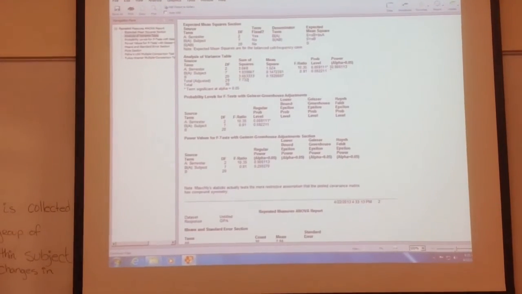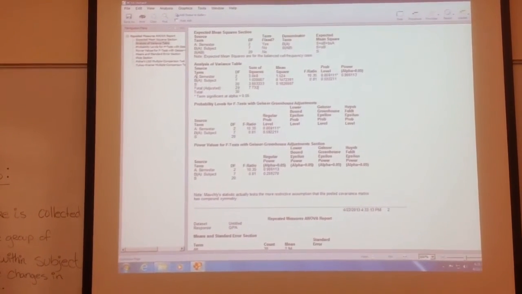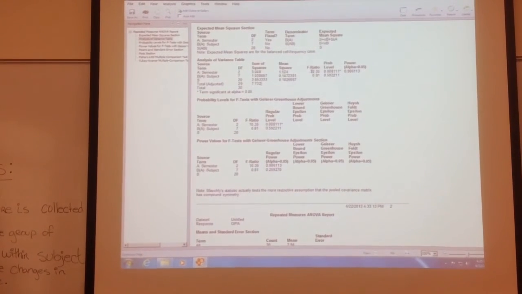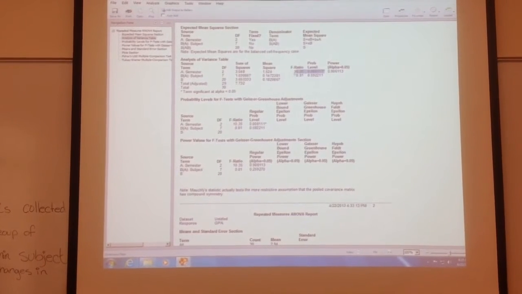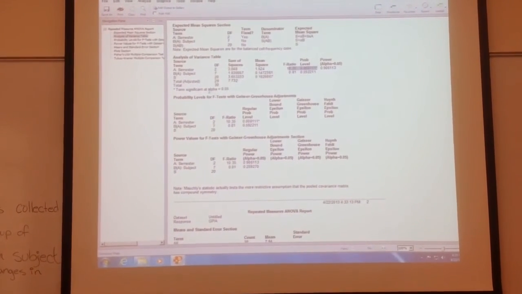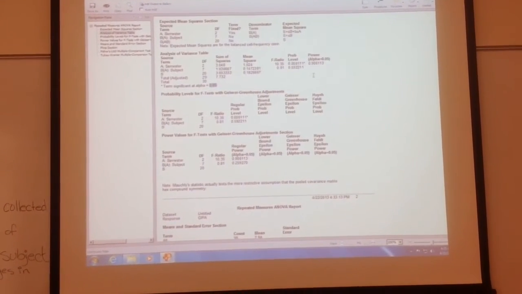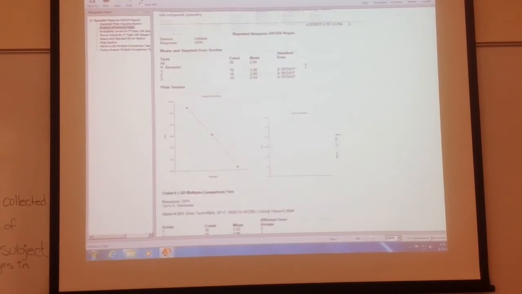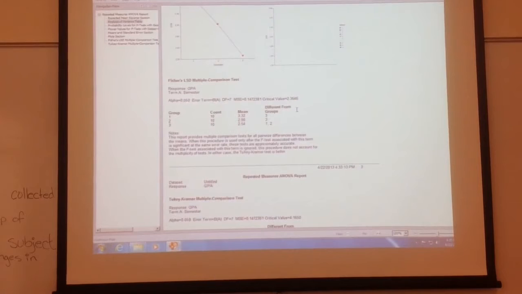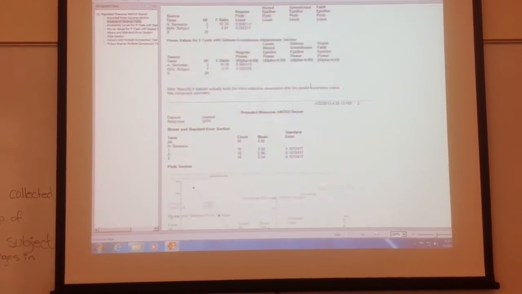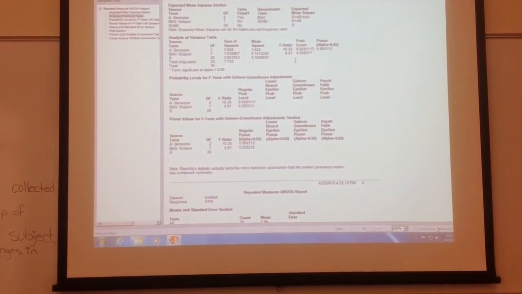Okay, so looking at the data, we can see that for source term A, which is semester, we have a significant F ratio. And you see this because the probability level is less than 0.05, which we're looking for our term to be significant at alpha equals 0.05. And if we scroll down, when we get to the Fisher's LSD multiple comparison test, it'll tell us which groups are different.